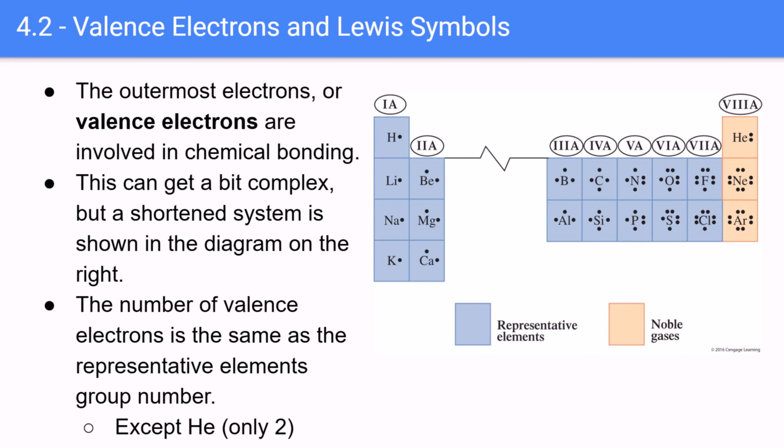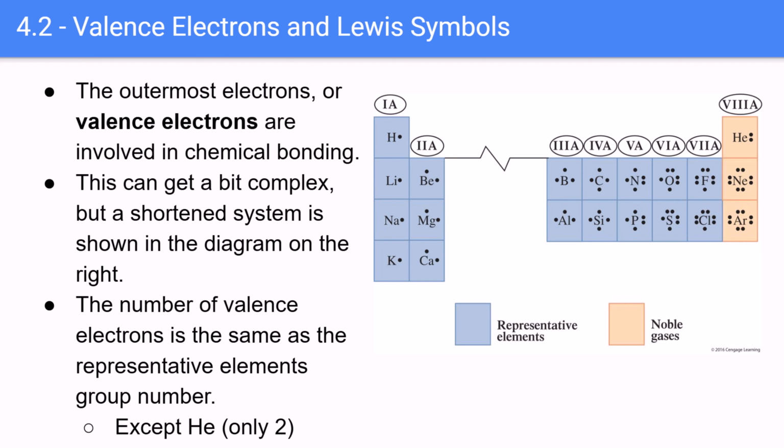So let's discuss a little bit more about how valence electrons play a role in bonding in and of itself. And don't forget that the outermost electrons, or valence electrons, are the ones that are involved in chemical bonding. Now this can be a bit complex, but there's a shortened system that's shown in the diagram on the right-hand side here. The number of valence electrons is actually the same as the representative elements group number.